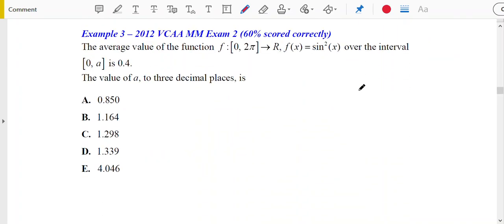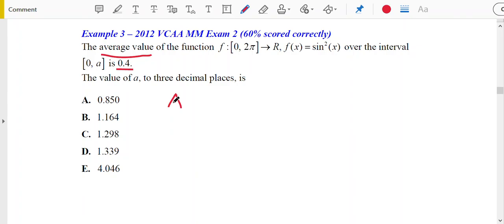So another multiple choice. This one here, back in 2012, says the average value of this function here, f of x equals sine squared x, over the interval 0 to a is 0.4. The value of a correct to 3 decimal places is. So here they're asking for average value, but they're telling us the average value is 0.4.